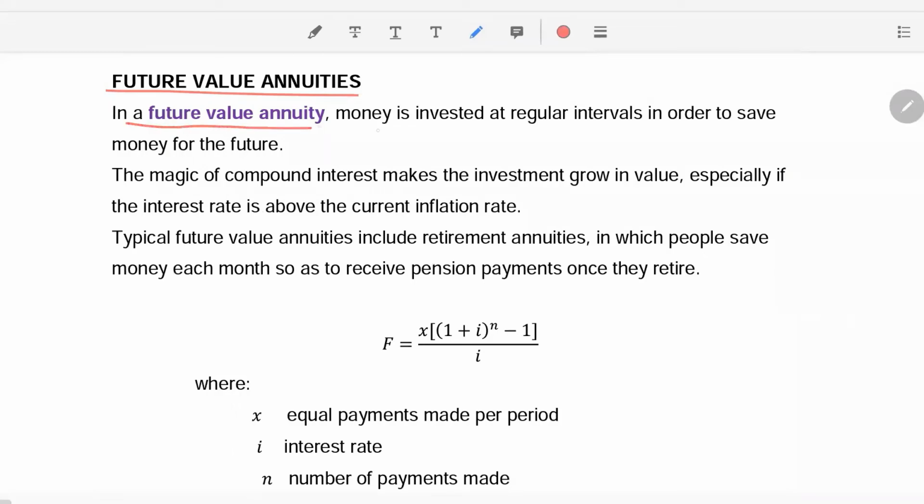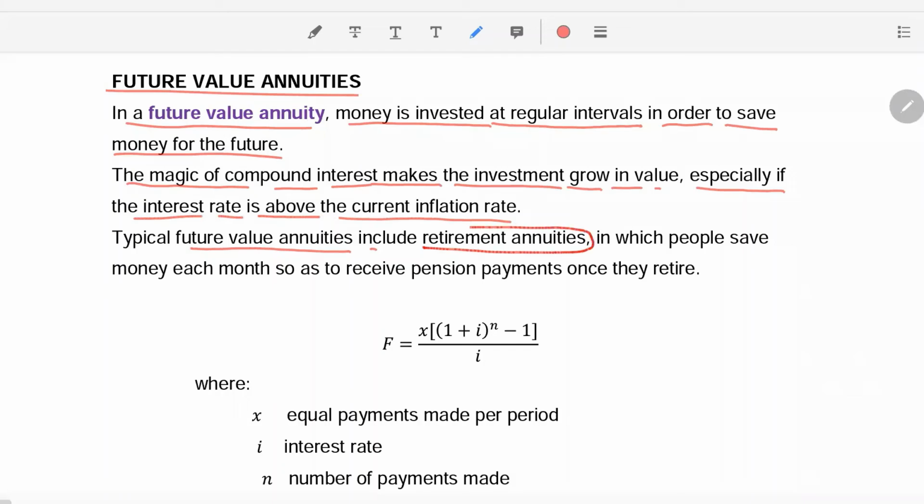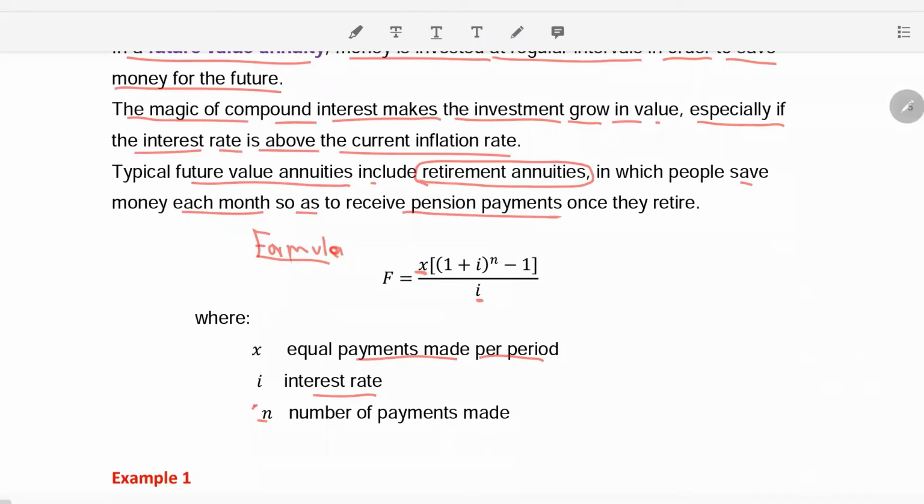In a future value annuity, money is invested at regular intervals in order to save money for the future. The magic of compound interest makes the investment grow in value, especially if the interest rate is above the current inflation rate. Typical future value annuities include retirement annuities, in which people save money each month so as to receive pension payments once they retire. And this is our formula here for the future value annuities, where X stands for the equal payments made per period, I is our interest rate, and N represents the number of payments to be made.